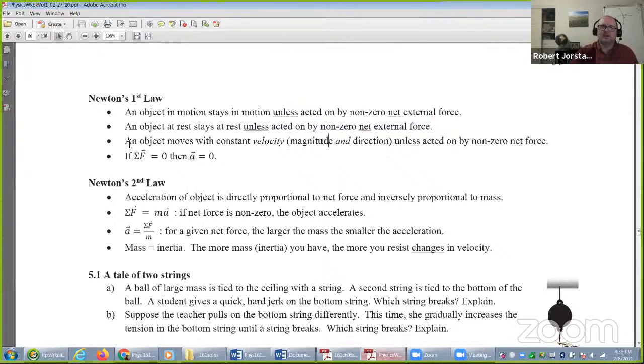Said another way, an object moves with constant velocity unless you act on it. And this is a shorter way of saying both of those two sentences, I think. It covers both cases, right? So at rest is a special velocity of zero, but in motion is also a velocity, right? And we should be clear, velocity requires magnitude and direction, right? So you're going to move in a straight line unless you've been acted upon by a non-zero force.